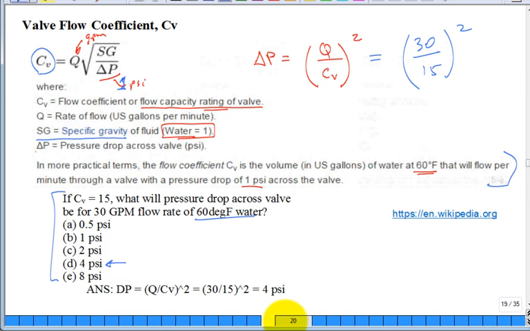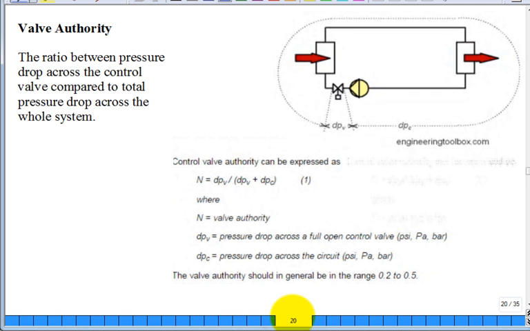Let's press forward. Here's the valve authority. Authority, I mentioned this before, is the ratio of the pressure drop across a control valve compared to the total pressure drop across the whole system. This is out of a different illustration. Here they're saying you have a pressure drop across this control valve, and then if you go through the whole system, that's the rest of the pressure drop. The valve authority, I don't know why they picked N, since A seems to be a better symbol for authority, is that pressure drop compared to the whole system pressure drop. It should be in a range of 0.2 to 0.5.